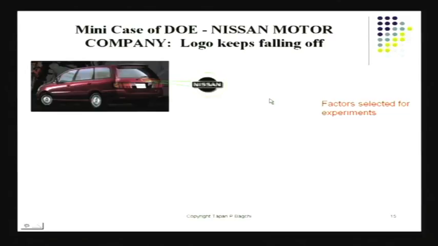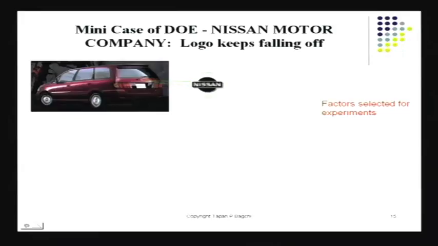And this was somewhat of a mysterious situation. People didn't quite know what was going on, and they did want to do something about it. Now, one way would be to just try different glues or different weights of logos or different sizes of logos, and you manipulate only one factor at a time. You could do that. But would that really work?